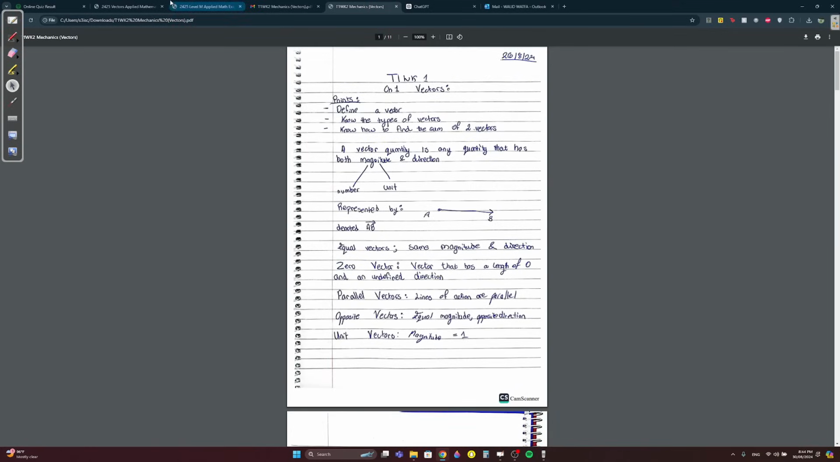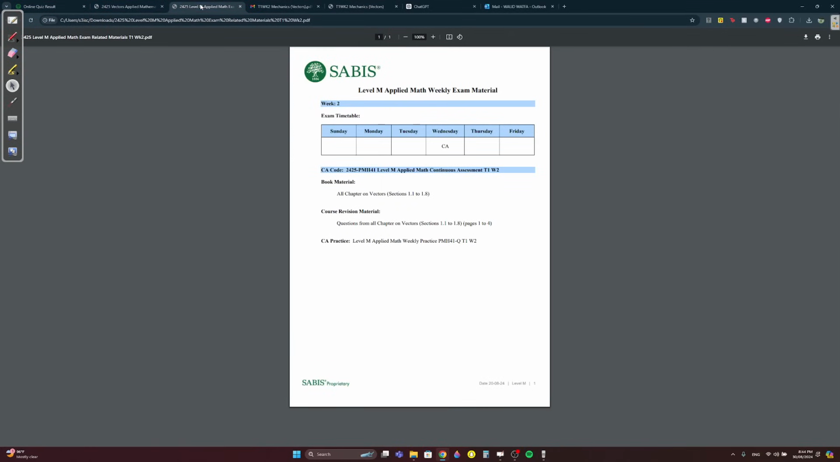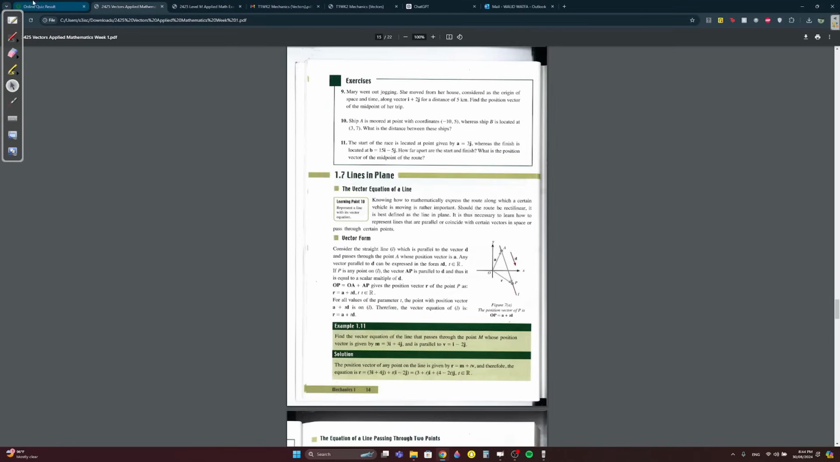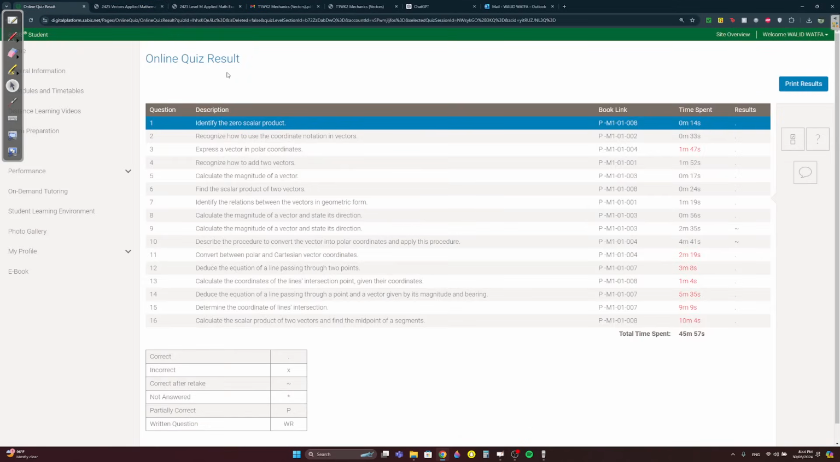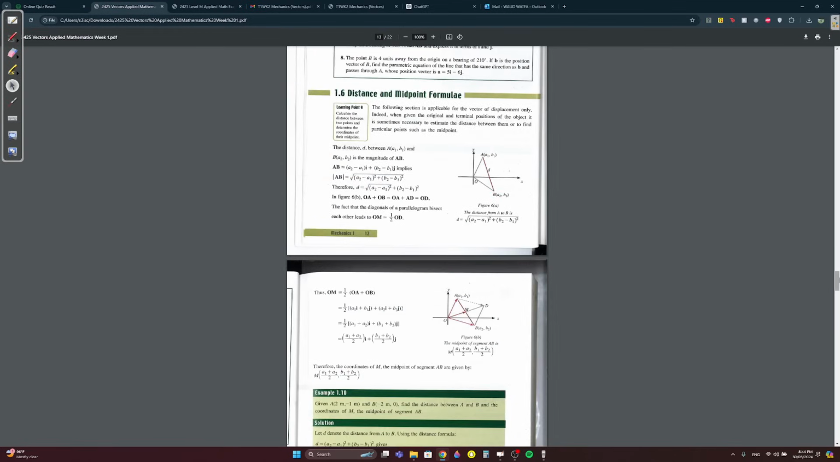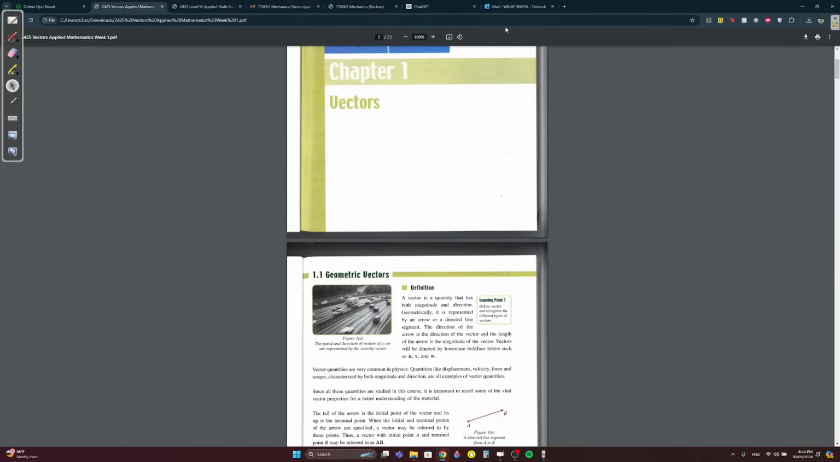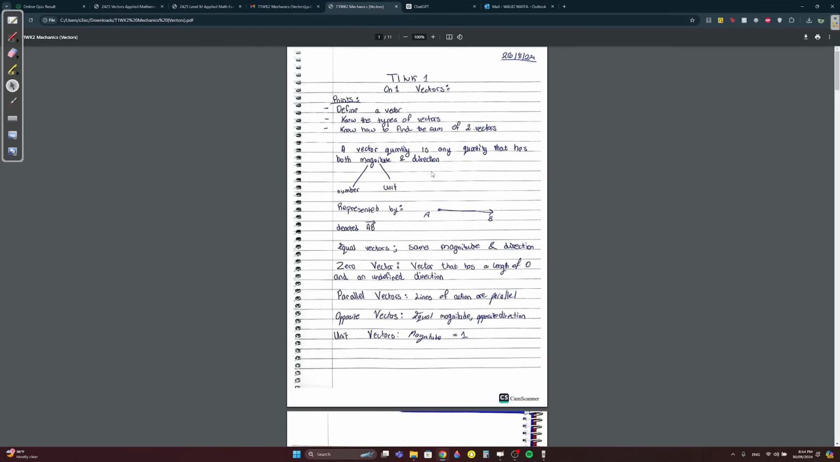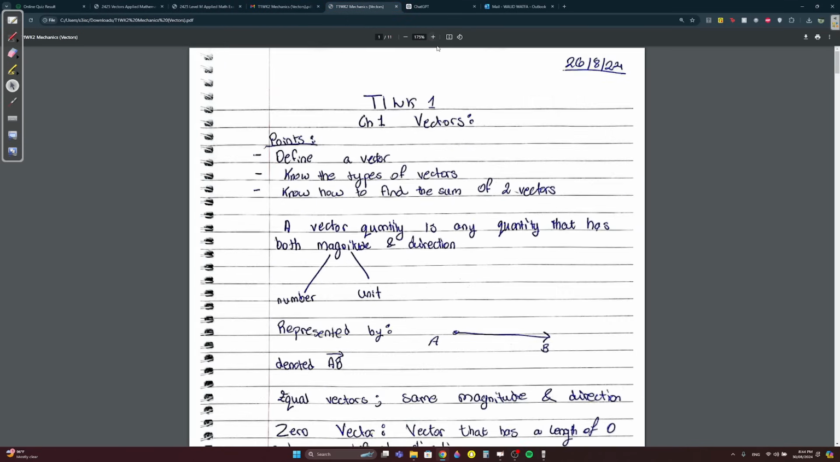Chapter 1. This isn't in the mechanics book. If you want to read the book for it, it's a PDF document in the exam preparation. Go to term 1, week 1, mechanics. There's a document called vectors, and it's basically the book, but it's an old book. So, I'm going to start with my notes. Chapter 1 is all about vectors.